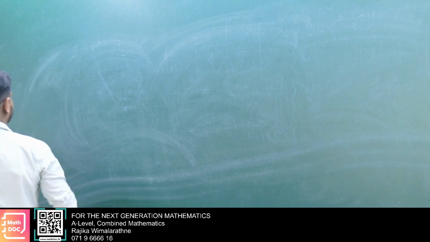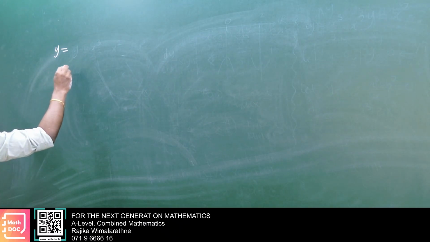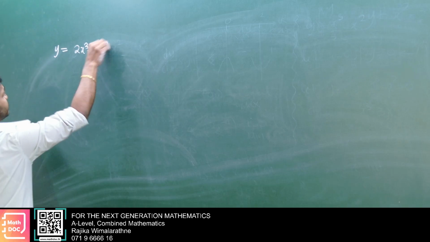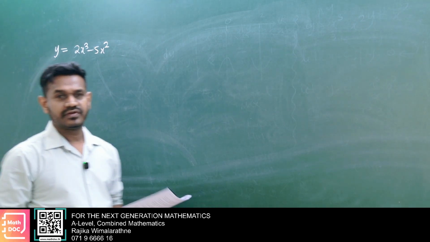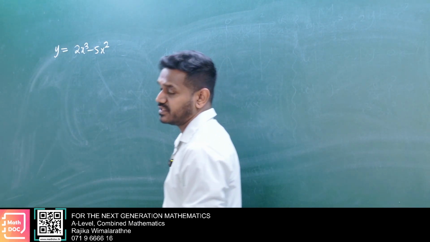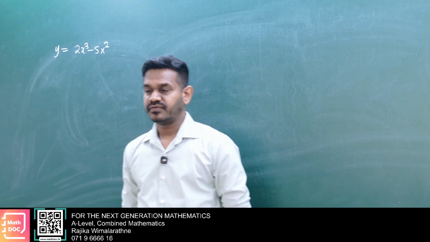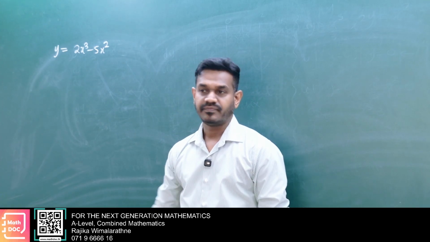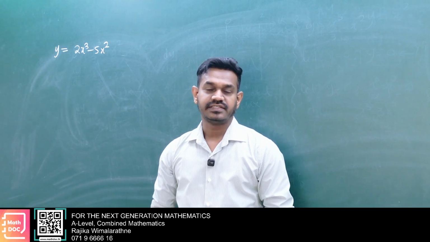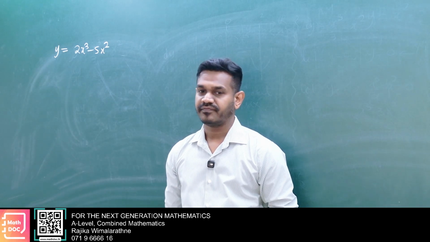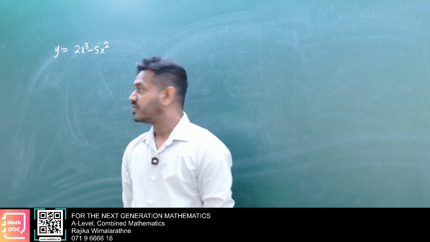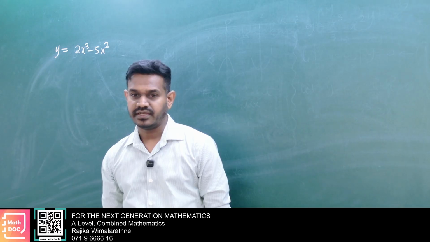Okay, do with me. Y equals 2x cube minus 5x squared. I'll give you 1 minute to start. You start and proceed. You follow the same procedure. First differentiate, then factorize.